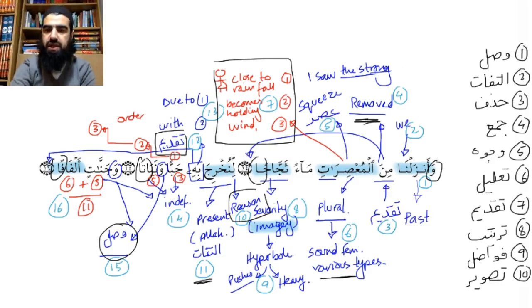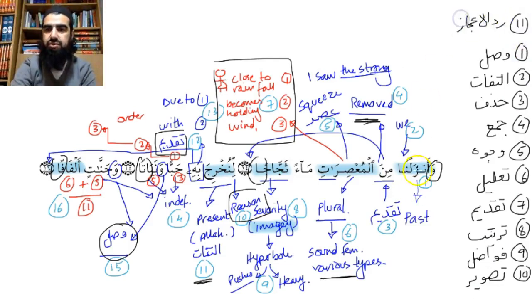I'm trying to think of something else. Amtarna min as-sahab ma'an kathiran. Amtarna min as-sahabi ma'an kathiran. Now you see how that is different from anzalna min al-mu'sirati ma'an thajjajan. Even the sounds of the letters themselves are very heavy in the mouth as well. Mu'sirat, thajjaja. This is the beauty of the words of the Quran.